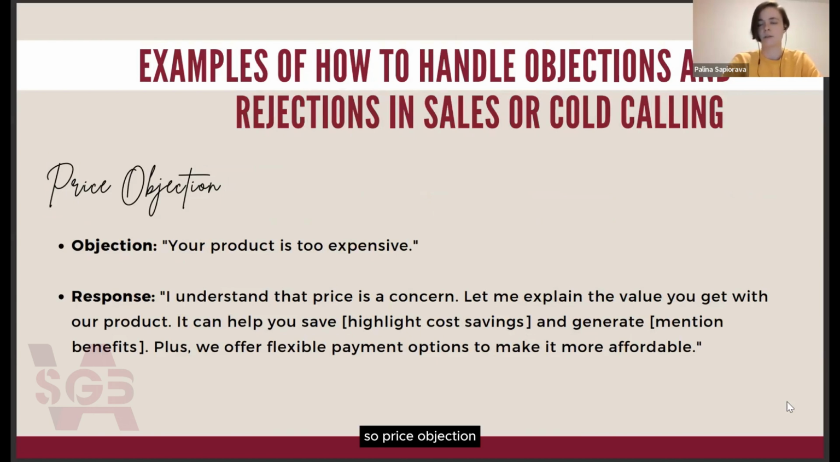So price objection, really common thing. So your product is too expensive, we can't afford it, etc., etc. So of course, you can respond that you understand. It's always a concern, the price, the money always can be difficult, but you can explain the value that the person gets with your product. For example, the product can help them save major sums of money or generate more benefit. You can also offer several payment options or probably several payment plans to make it more affordable.